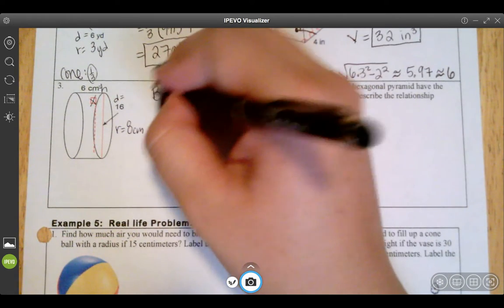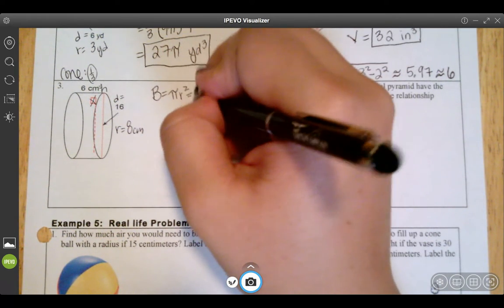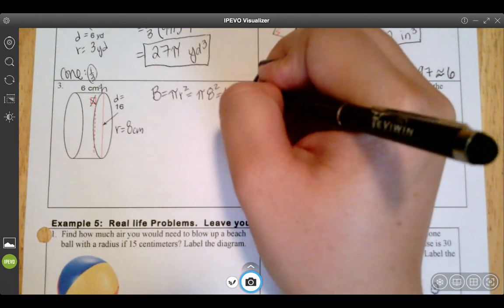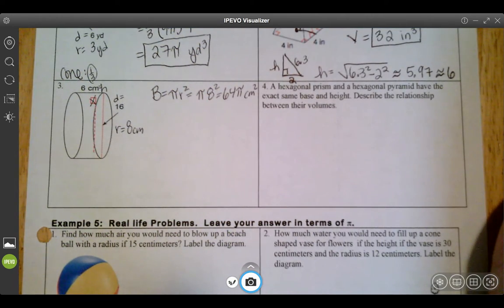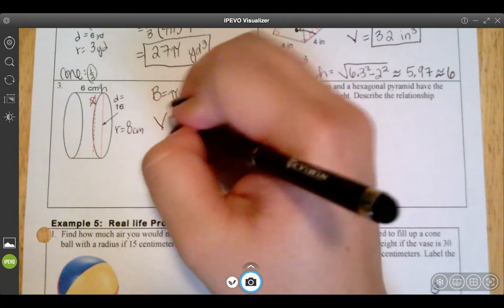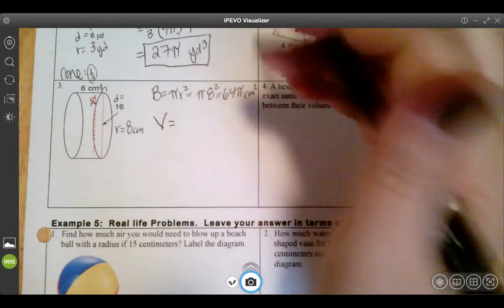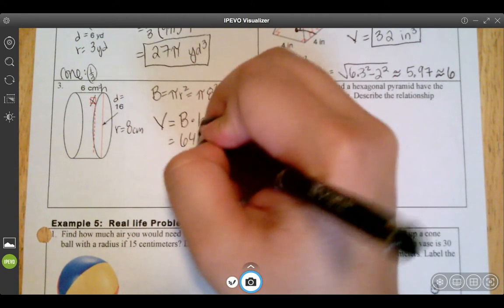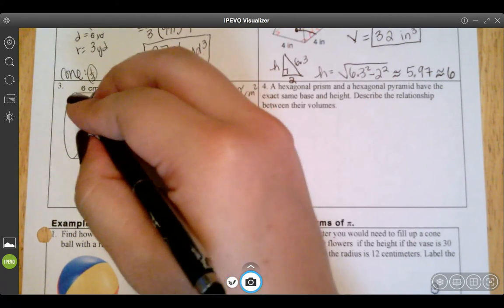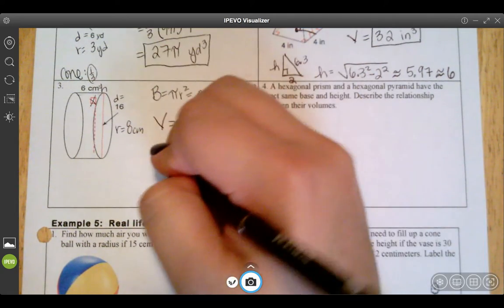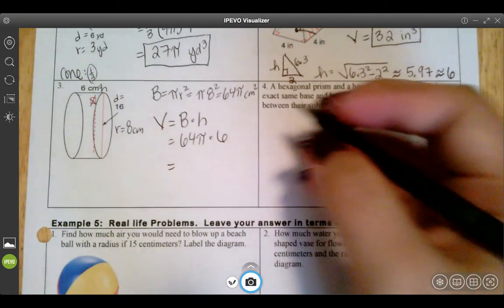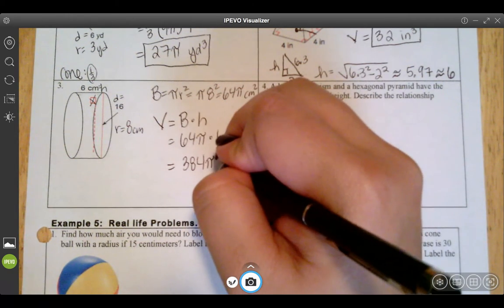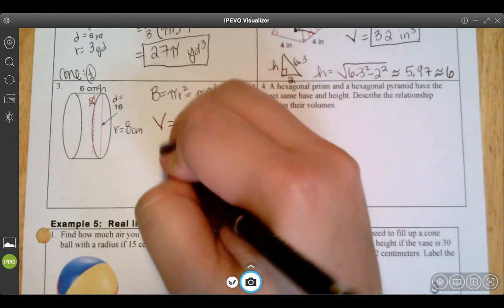To find the area of the base, that is pi r squared. Pi times 8 squared is 64 pi squared centimeters, but we're not just looking for the base, we're looking for the volume. This has two bases, so no 1/3. This is just base times height. That's 64 pi times our perpendicular, which is 6. 64 times 6 gives us 384 pi. Volume is cubic centimeters.